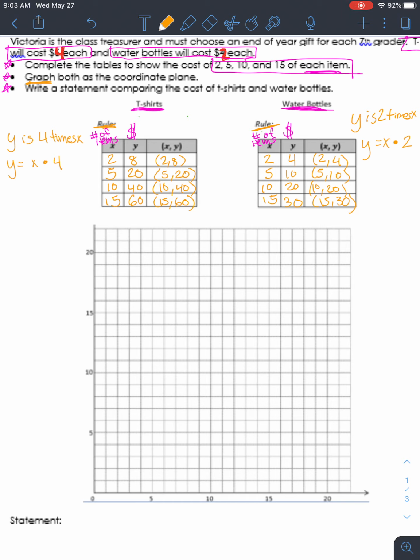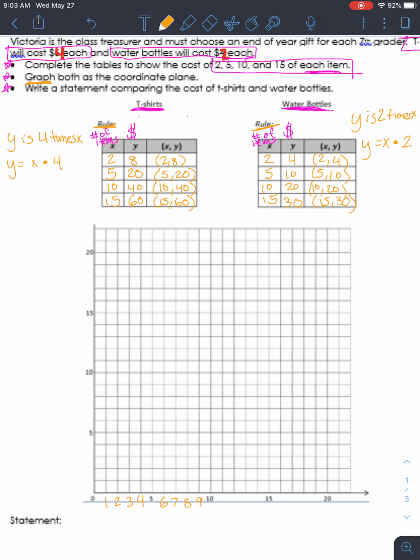Let's start with our t-shirts. The first thing, even before we need to graph, we're going to be looking at our coordinate plane. What are we counting up by? What's the units? Because I see a lot of blank spaces. And I'm noticing that to get from 0 to 5, I just need to count up by ones. So I'm just going to very quickly label my coordinate plane.